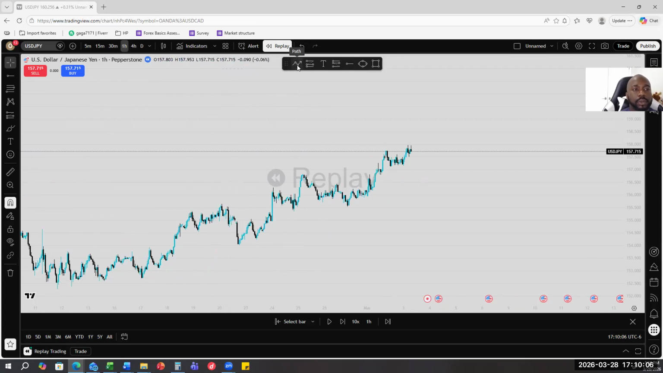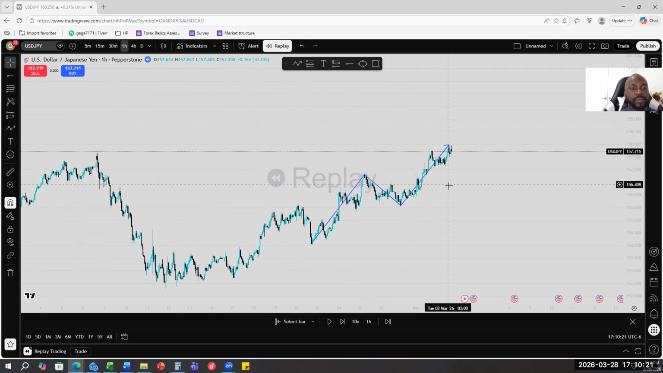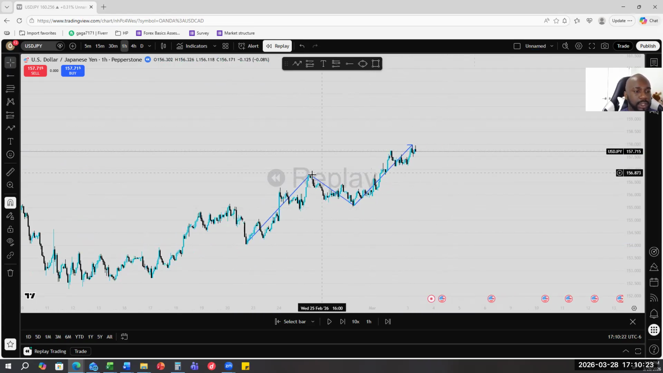So all I need to do, I take my path tool and I mark out my 1, 2, 3 move. I call this the one, the two, and the three. So once I have this, I have a trend, okay? This is an uptrend. An uptrend is just basically higher highs and higher lows.